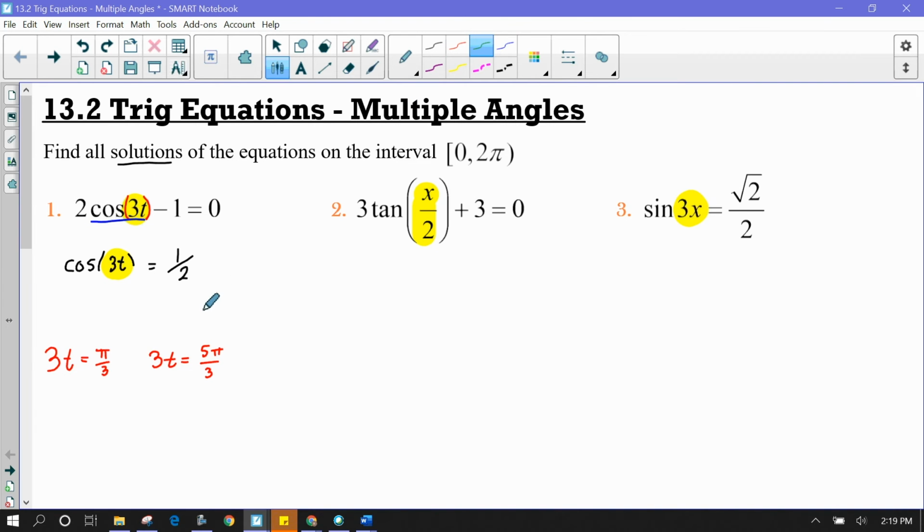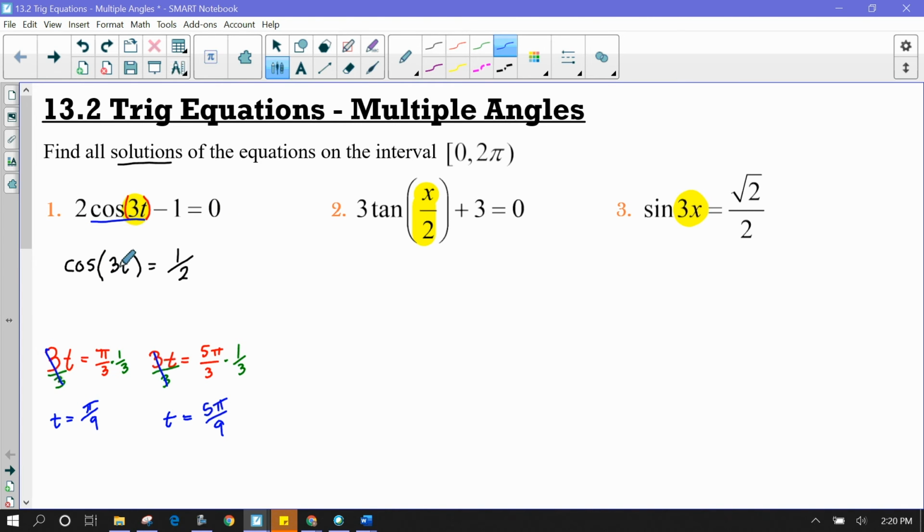So now all I'm going to do is simply solve this for t. So I'll divide both sides by 3, which is the same thing as multiplying by 1/3. So when I do that, the 3s cancel, and I'm left with t is equal to pi over 9, and t is equal to 5 pi over 9. So now if I plug these solutions in for t into this equation, they would be solutions to this equation.